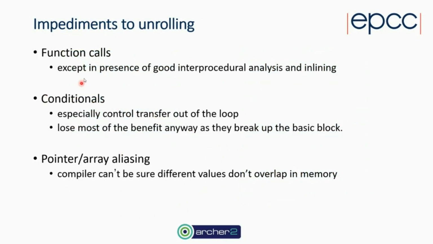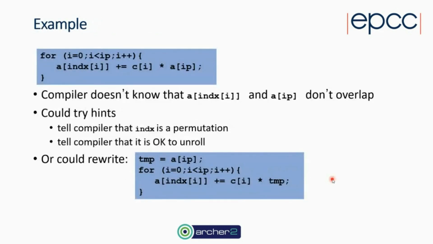As we've said, some of the impediments to unrolling are things like function calls in the loop, barriers and branches in the loop, so if statements or go-tos or jumps, and the compiler can't be sure if you've got a lot of pointers or array aliasing in the loop. So look at what the compiler has been able to do, see in the report which loops it can't unroll, and then have a look at them and see if you can fix some of the issues it doesn't like.